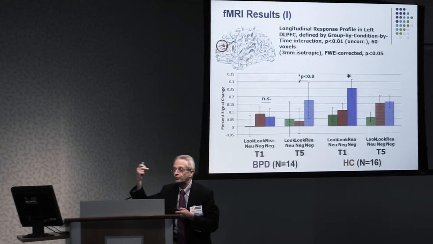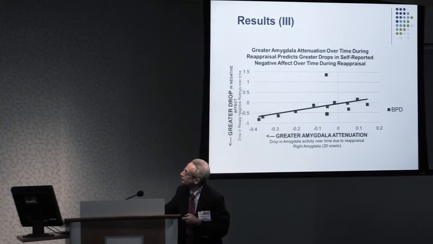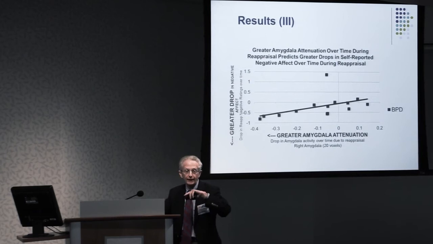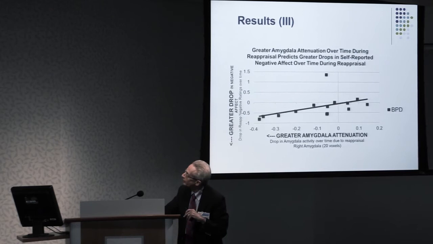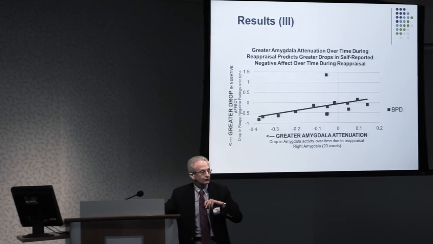And then to look at behavioral correlates, we looked at the decrease in amygdala activation as a result of this practice, and we found that there was a direct correlation between how much they were able to downregulate their amygdala and the drop in their negative affect. So it linked up to a behavioral finding.